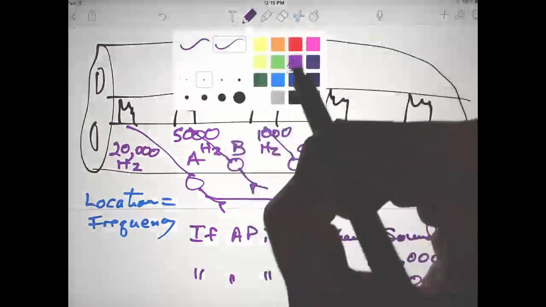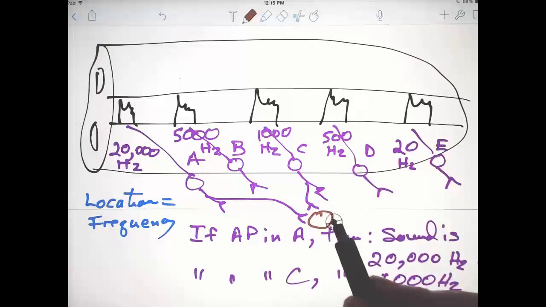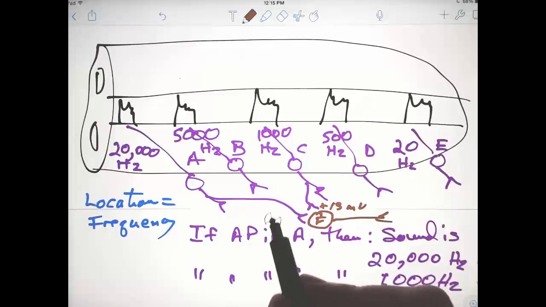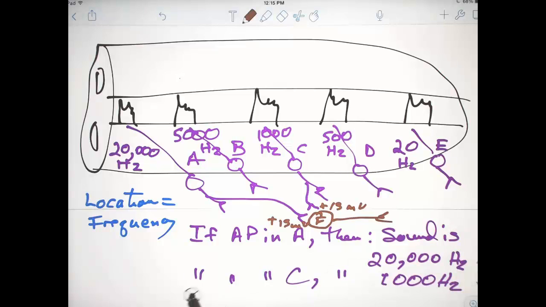So how do you detect combinations of frequencies? Well, imagine interneurons. Here's interneuron F, and it's depolarized 15 millivolts by an action potential from A and an action potential from C. The result will be that if there are action potentials in F, that must mean there's a sound combination of 20,000 and 1,000 hertz.